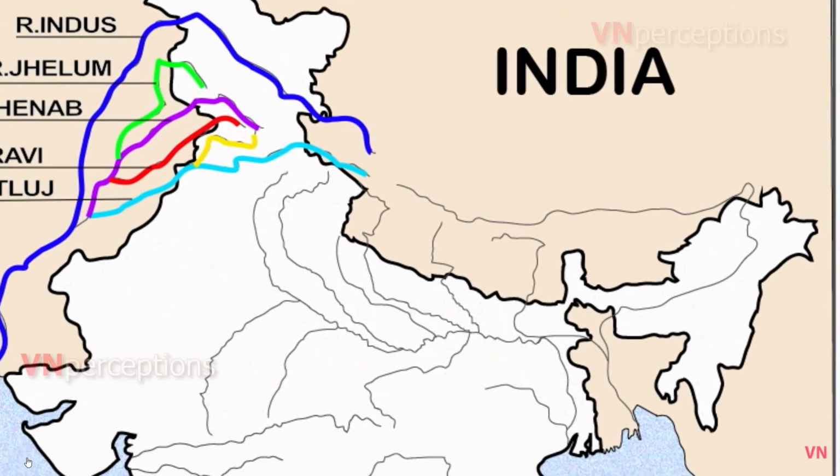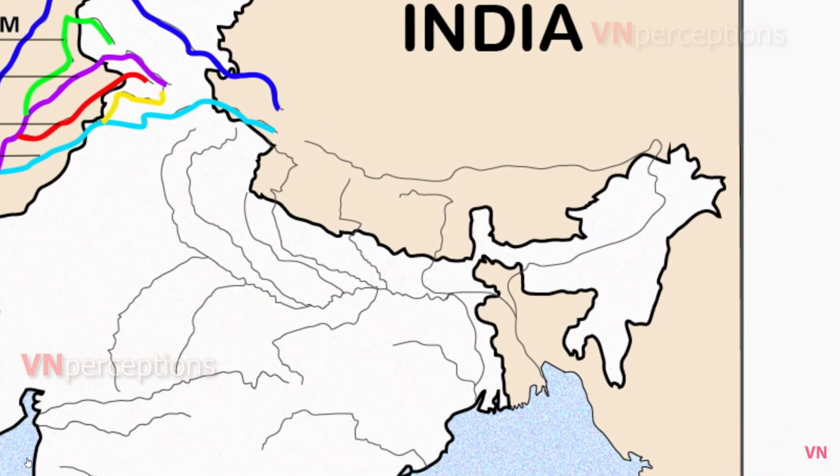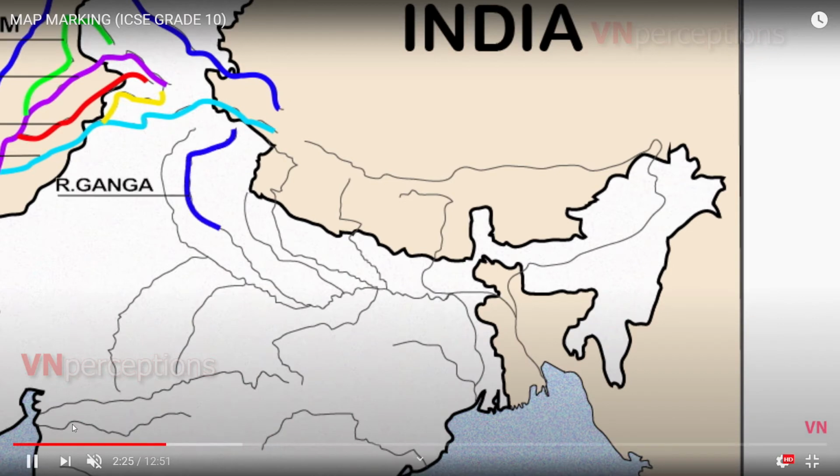Now, rivers of the Northern Plains. The longest river in the Northern Plains is River Ganga. How will you start River Ganga? When you are starting the marking of River Ganga, just see this. This flat line is Uttarakhand. Till here is Uttarakhand and afterwards is Himachal Pradesh. It rises in the hills of Uttarakhand, then moves parallel to Nepal's border. Then it takes a U-turn.